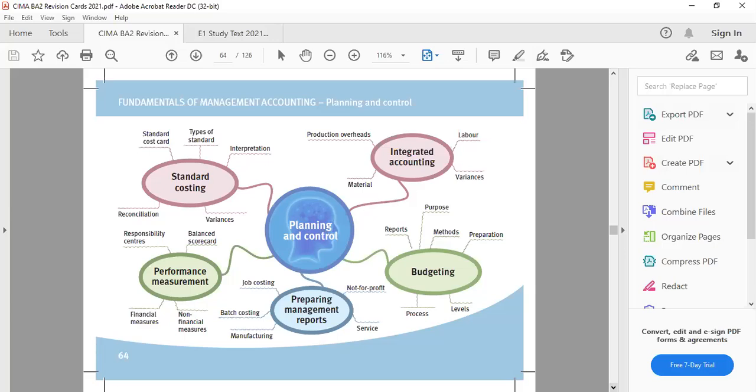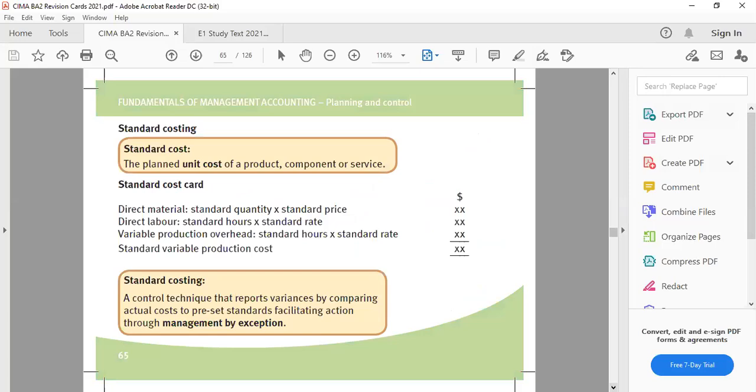The areas we are going to learn now are standard costing, integrated accounting, budgeting, preparing management reports, and performance measurement. So these are the topics we are going to learn under planning and control. Out of the list, to begin with, we start with standard costing. What is the concept of standard costing?